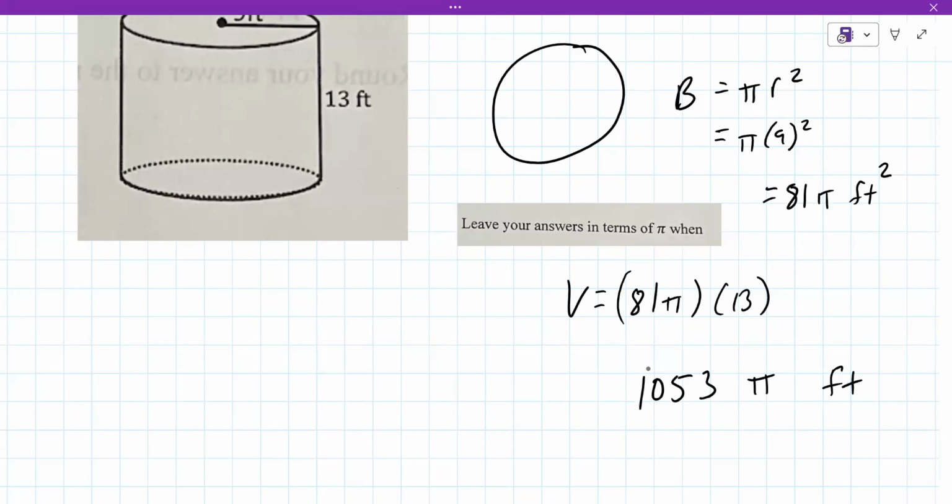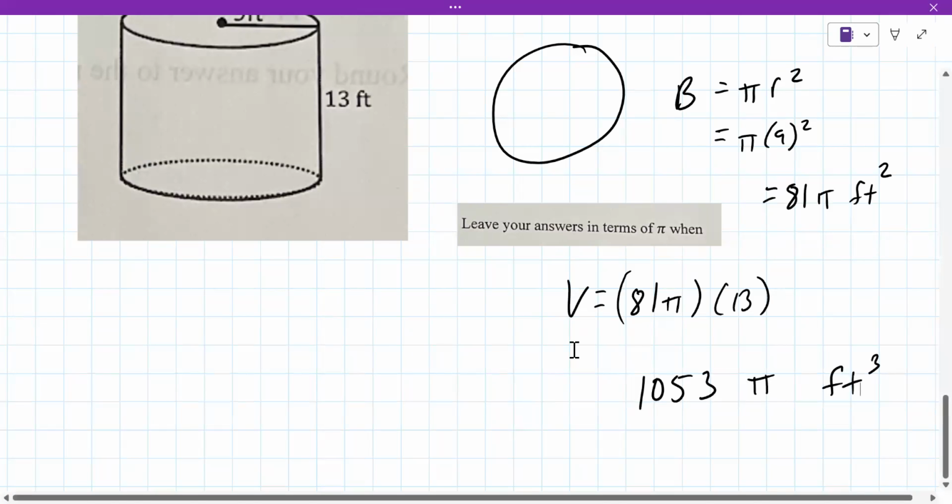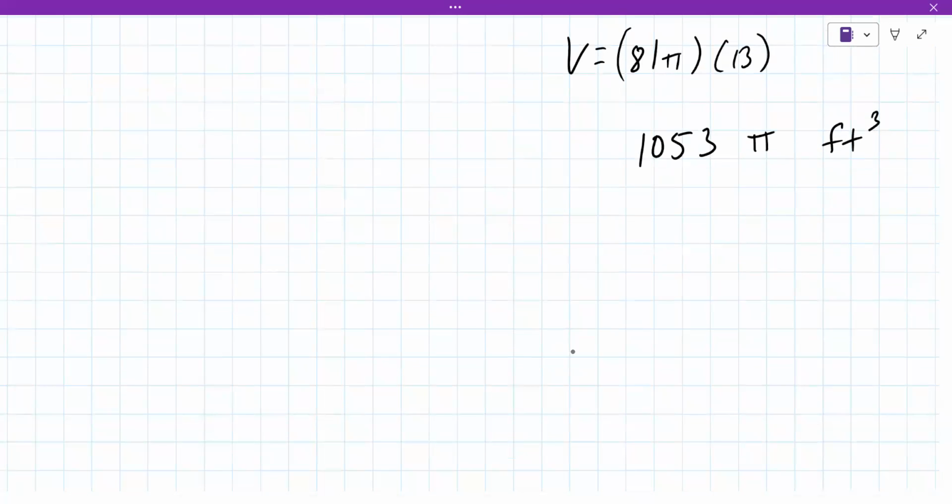What are the units of the volume? Feet cubed. Good. Now we've calculated the volume. The next thing is the surface area.